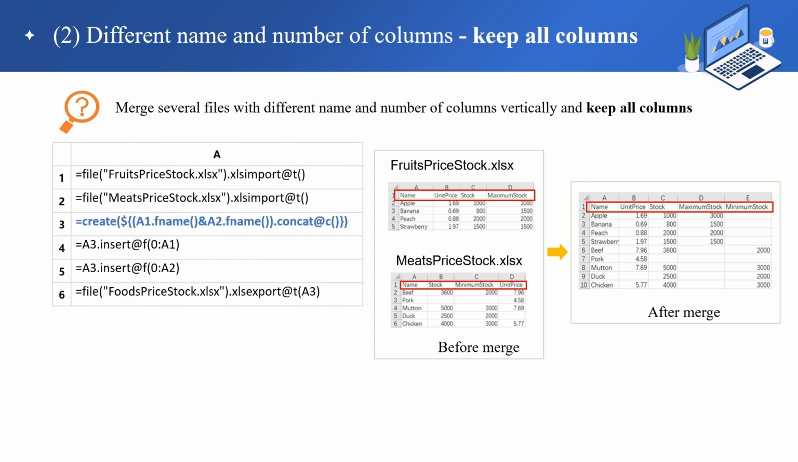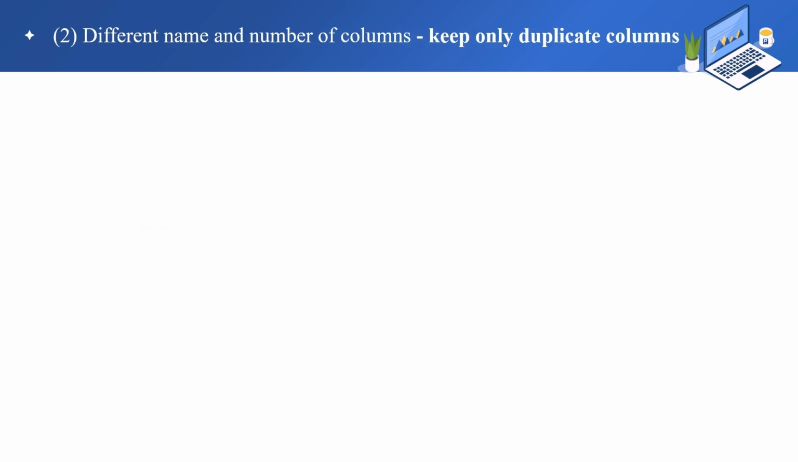A1 and A2 read the 2 files respectively as a table sequence. A3 creates a new table sequence and uses the operator ampersand to calculate the union of column names. Duplicate column names are displayed only once. Then insert the data of the 2 tables into the new table according to the corresponding field names. If a field value does not exist, it will be displayed as empty. For example, the minimum stock value in the data from A1 is empty, and the maximum stock value in the data from A2 is empty.